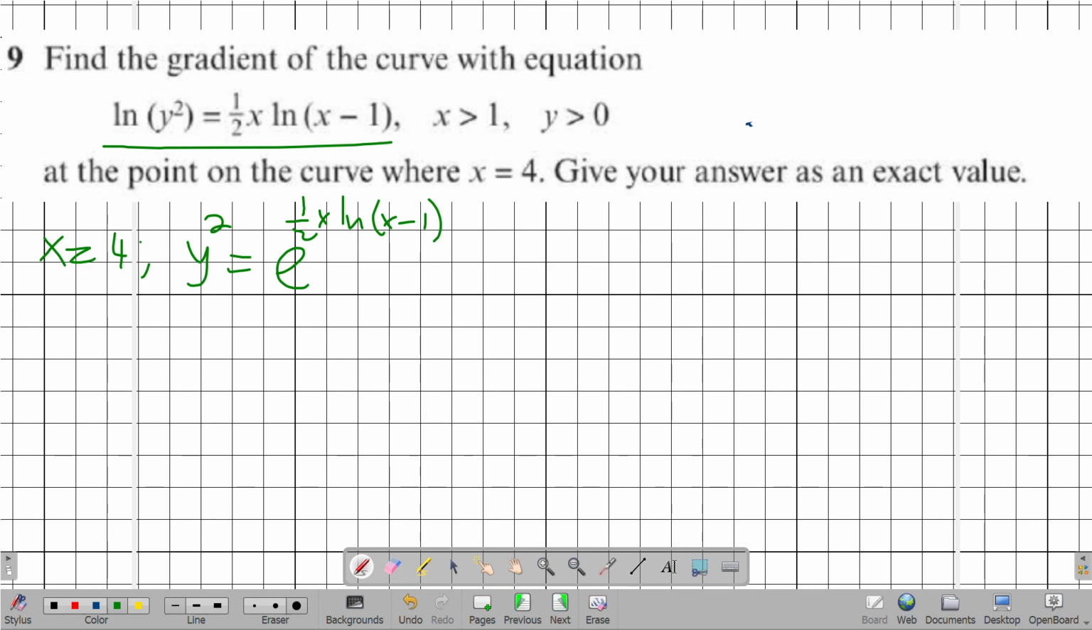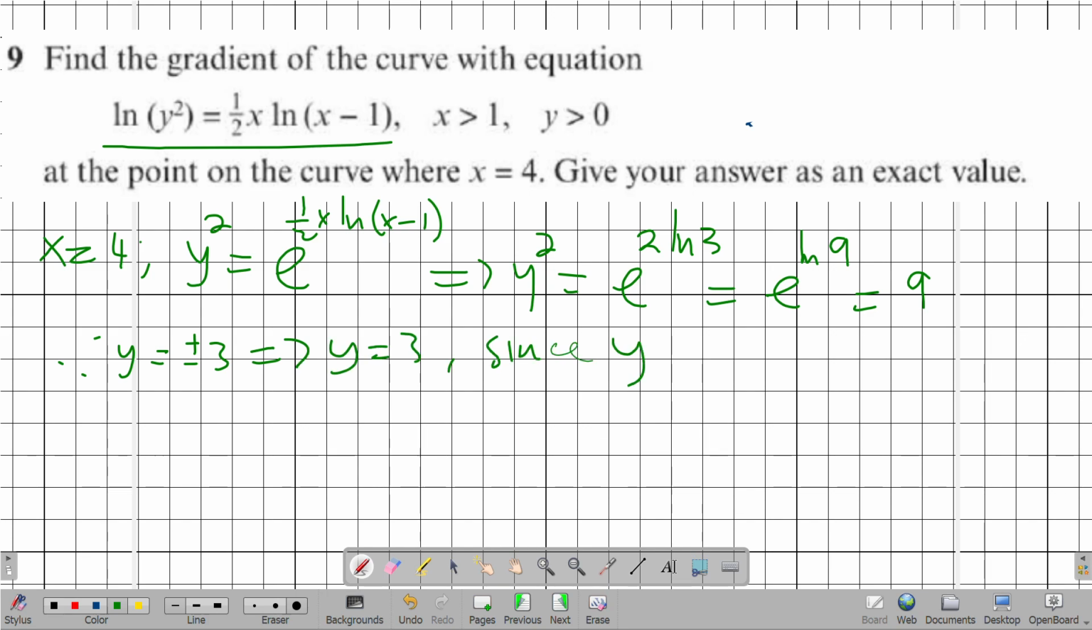That tells us that y squared, if x is 4, I'm going to have e to the power of 2 natural log of 3, which is just e to the power of natural log of 9, which is just equal to 9. So y is equal to plus or minus 3, but we are interested in y equal to 3, since y is greater than 0. So the coordinates we are talking about here are x is 4 and y is 3. Now we proceed with simplifying this function.